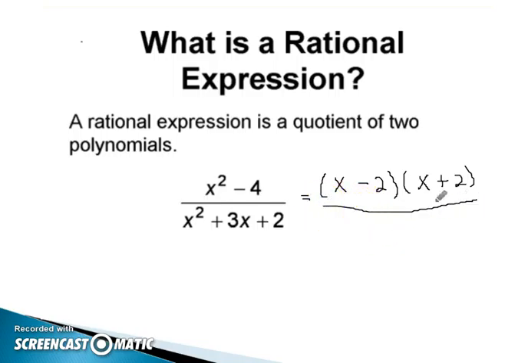And then in our denominator, I have a trinomial. If you think of factoring that into two binomials, x squared is multiplied by getting x times x. And then the 2 would be 2 and 1. So I need the two factors that multiply to equal this number, but add to equal this number. So 2 times 1 would multiply to get 2, but 2 plus 1 adds to get 3.